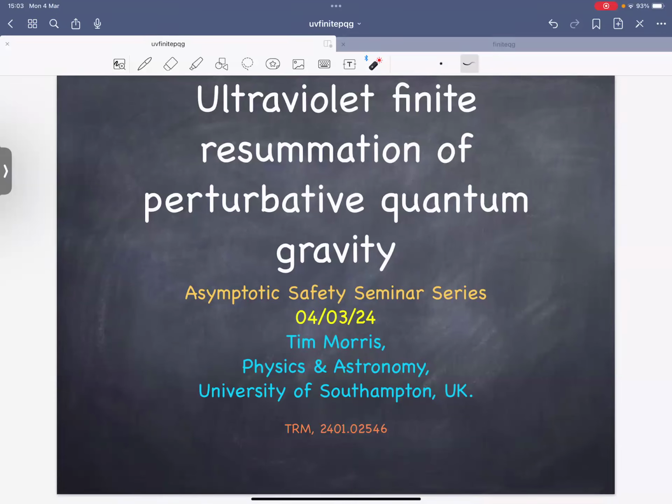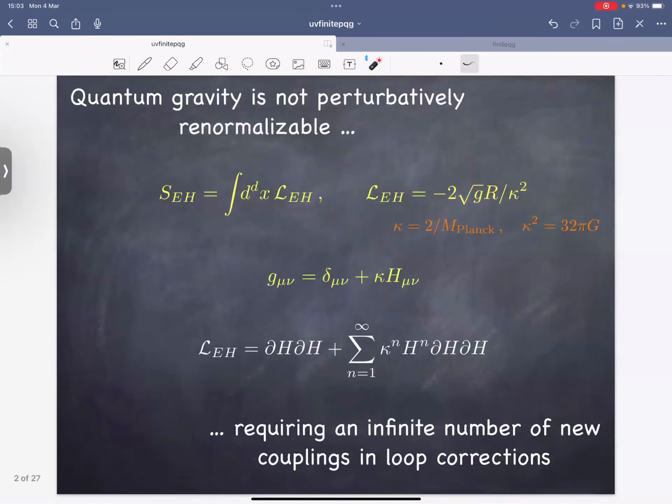This is work that I released in January, and as it says here, the title is Ultraviolet Finite Resummation of Perturbative Quantum Gravity, and you'll see what this means as we go along. So, as everyone knows, quantum gravity is not perturbatively renormalizable.